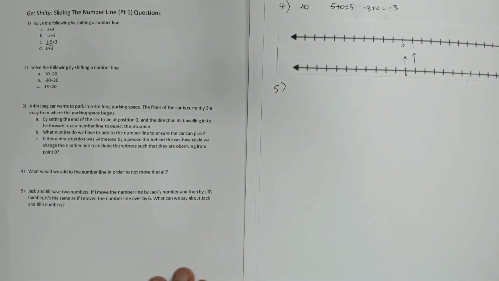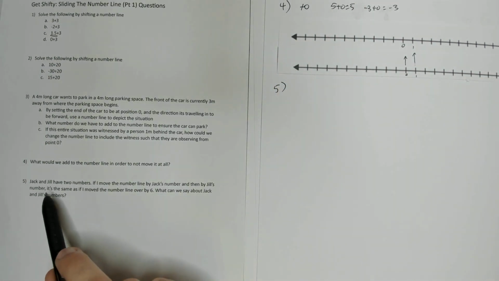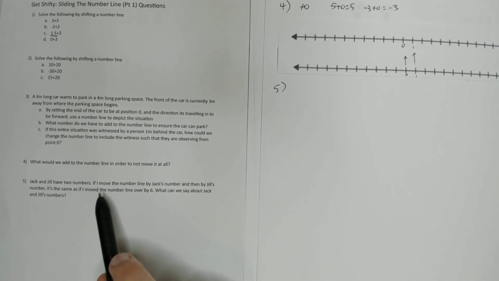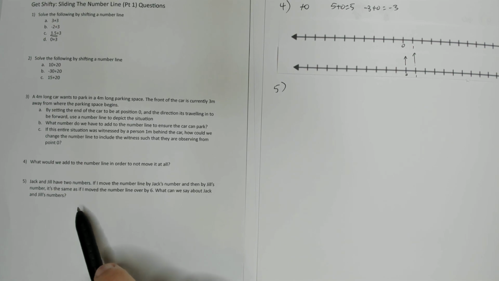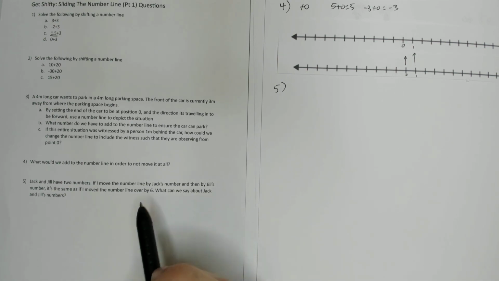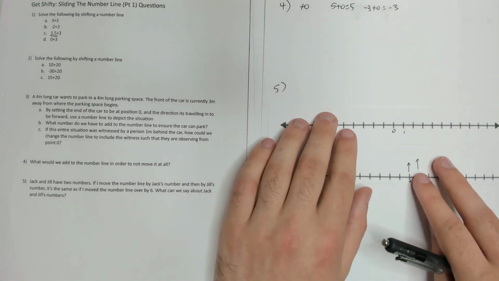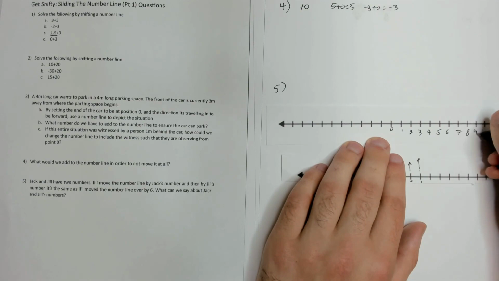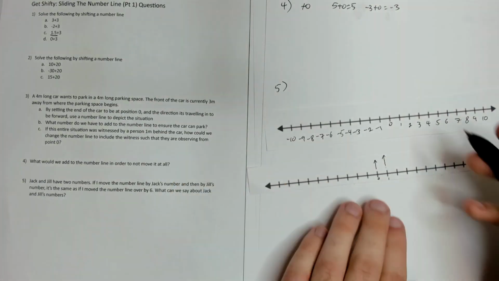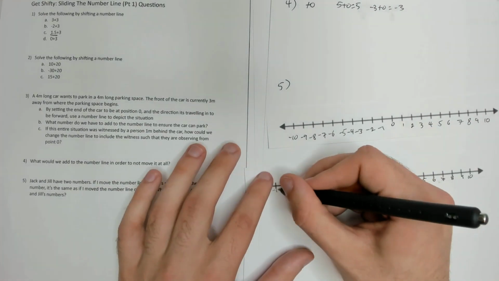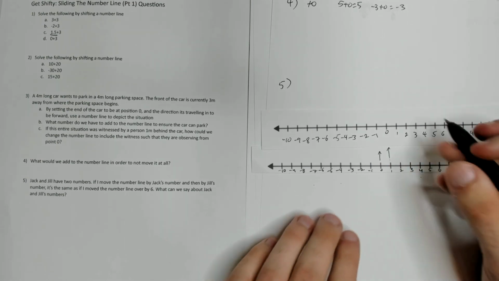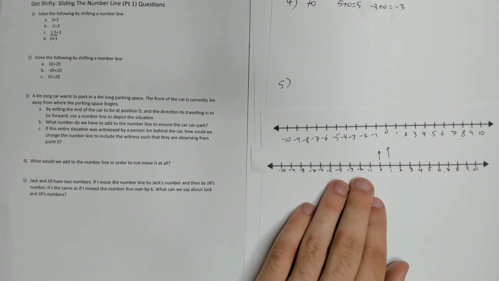All right, number 5, last one. Jack and Jill have 2 numbers. If I move the number line by Jack's number and then by Jill's number, it's the same as if I moved the number line over by 6. What can we say about Jack and Jill's numbers? All right, so I'll reuse these number lines here. Okay, so they start lining up, and just ignore these arrows for the time being.